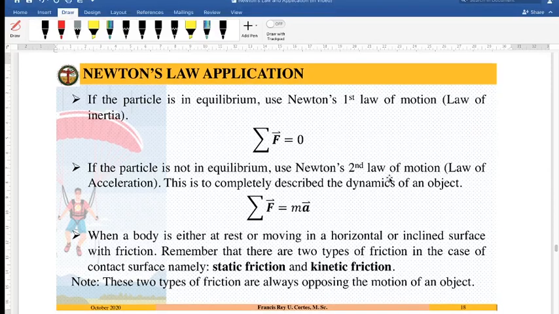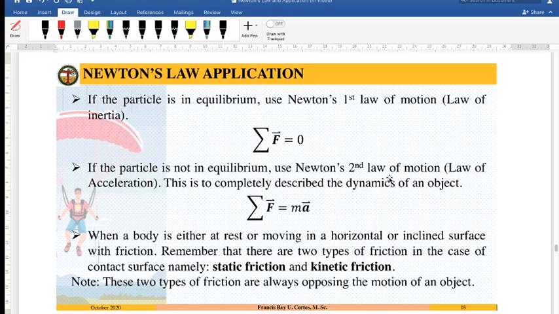Okay, now using the knowledge about friction, we have to internalize three ways to calculate the dynamics of an object. So first, if the particle is in equilibrium, always remember that the summation of forces is equal to zero. So we have to use Newton's first law of motion or the law of inertia. So particle in equilibrium means that the particle is at rest or the object is moving at constant velocity.